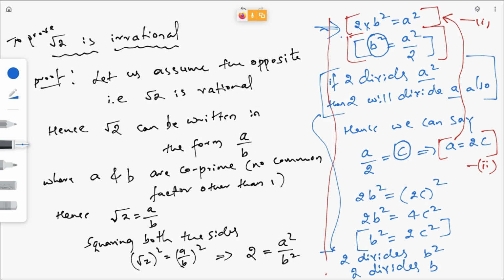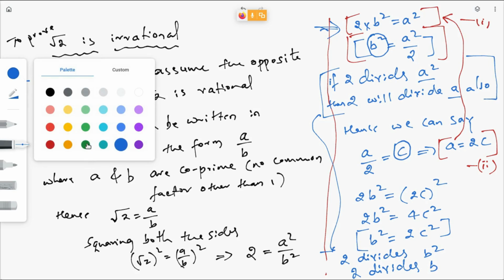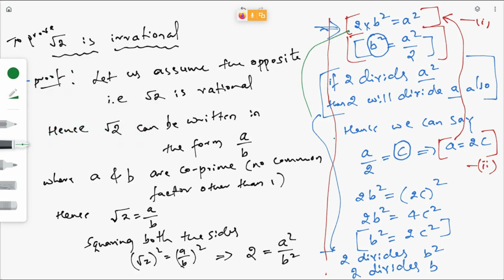This one and this one both are the same. 2 into b square is equal to a square. So here I took 2 divides a square. 2 divides a square, then 2 will divide a. Similarly here, 2 divides b square, because 2 into some number is b square. So 2 divides b square and then 2 will divide b.